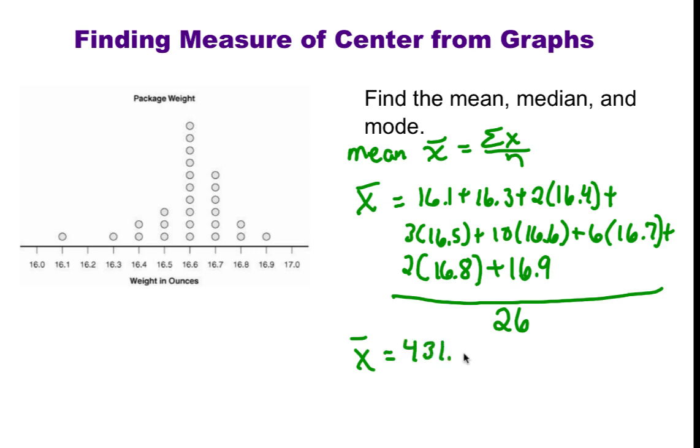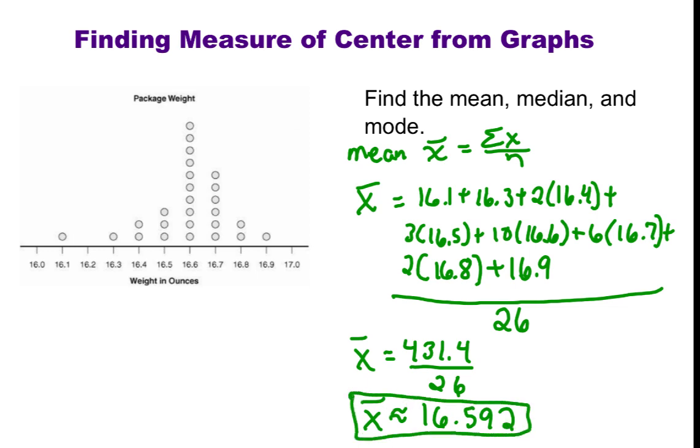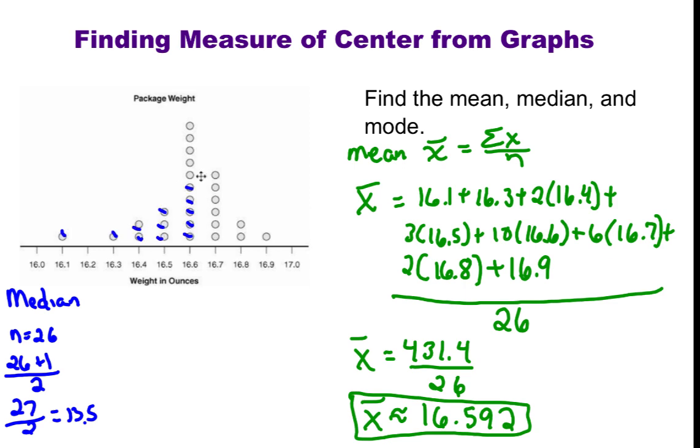Using my calculator to help me out, I discovered that the mean is approximately 16.592. To find the median, we'll find the middle number. Well, I know that n is equal to 26. So if I take n plus 1 divided by 2, 27 divided by 2, I get 13.5. That means in between the 13 and 14 spot is my median. In this case, that will be 16.6.